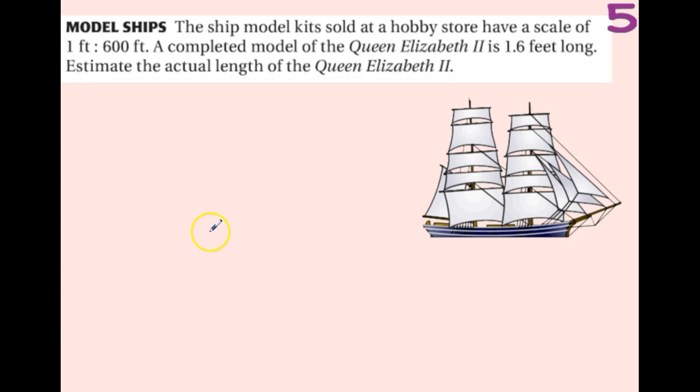Alright, over onto the next page. Let's try that again. The ship model kits sold at a hobby store have a scale of 1 foot to 600 feet. This 1 foot represents the model, which is smaller than real life, the 600 feet. So we can take that information and write it as a fraction. 1 foot to 600 feet. This is the model, and this is in real life. We're going to set up a proportion.